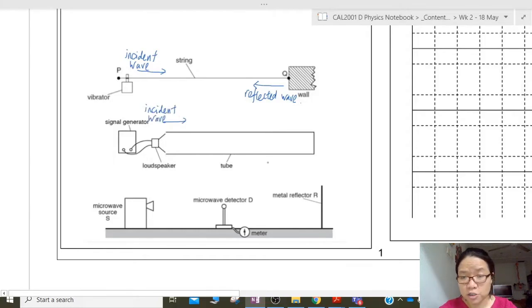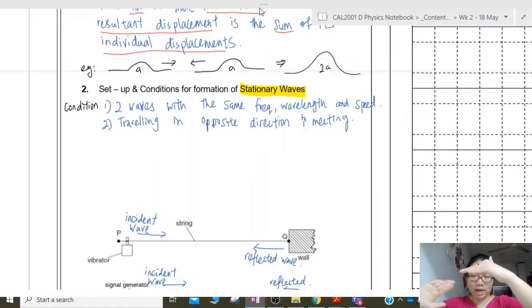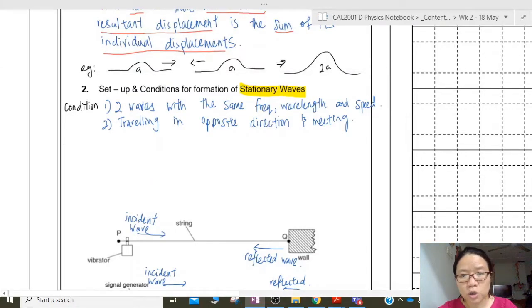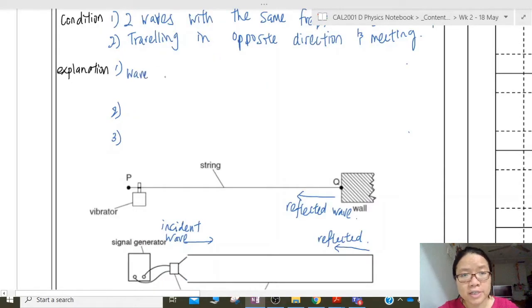Just like the signal generator or a loudspeaker will create an incident wave which reflects at the end of the air column. And you have a microwave source with an incident wave and it reflects at the metal reflector. Okay, so the idea is you have one and then the reflected one will come and they're in the opposite direction. Okay, so we're going to talk a little bit about the explanation, because this part they can ask you to, in 2 to 3 points, explain how stationary waves are formed.